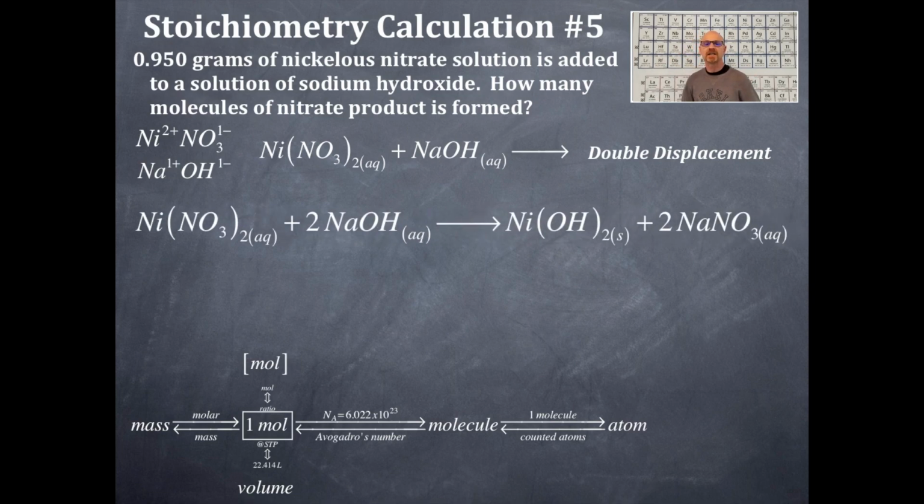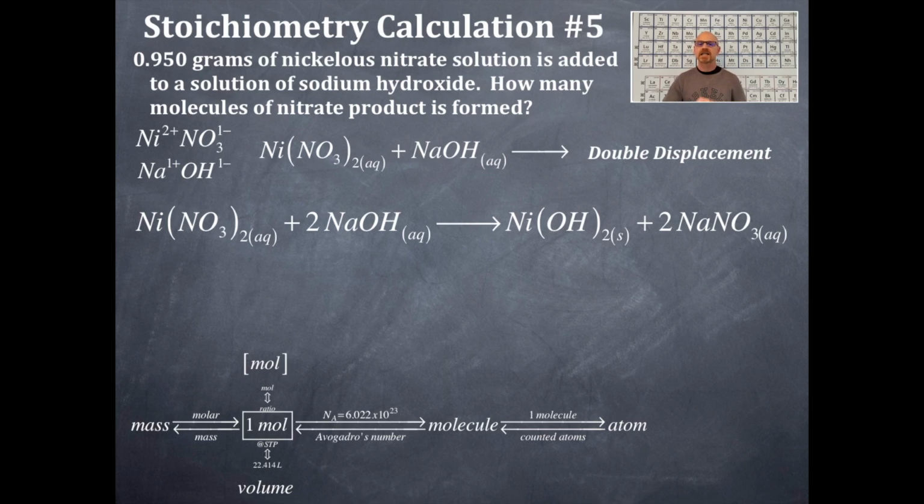Bam! Okay, this is the balanced equation. The nickel hydroxide, you're going to have the 2+ on the nickel, and the hydroxide is a 1-. You're going to flip those numbers, bring them down. That's how you get Ni(OH) with a 2, and it is a solid because hydroxides are insoluble precipitates except for group 1 and ammonium ion.